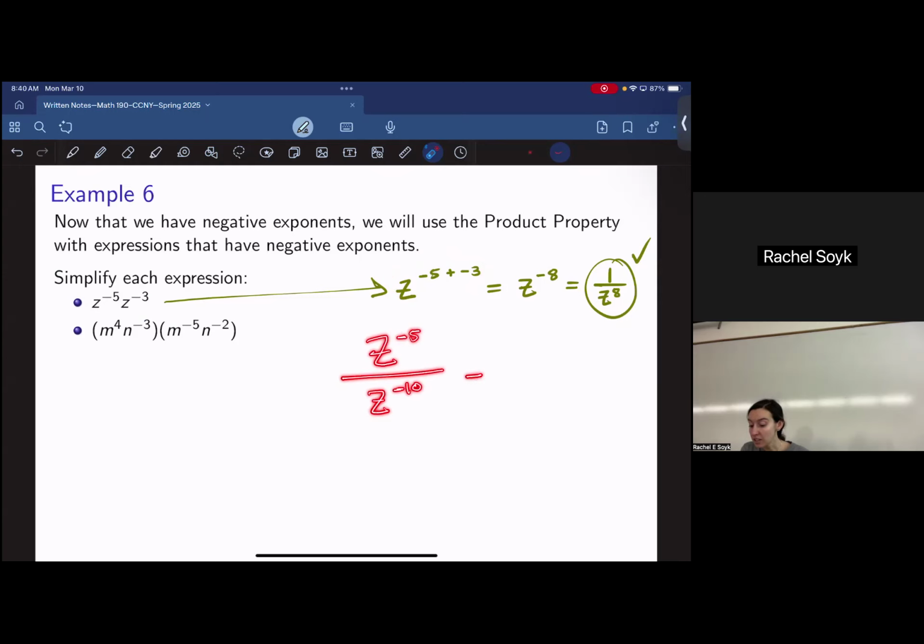Well, this is the same as z to the -5 minus -10. Two negatives next to each other give us a positive. So we're looking at z to the -5 plus 10, which is z to the +5. So we never really needed to utilize our negative exponents property.